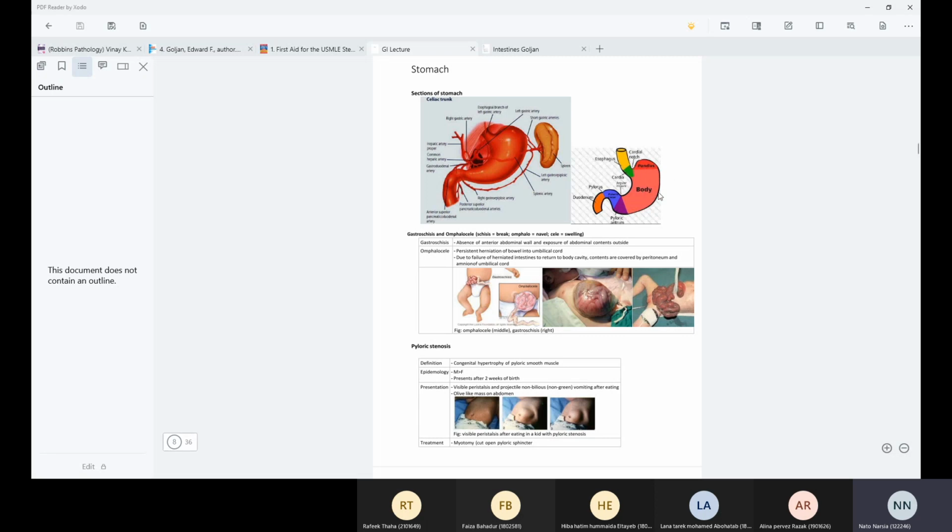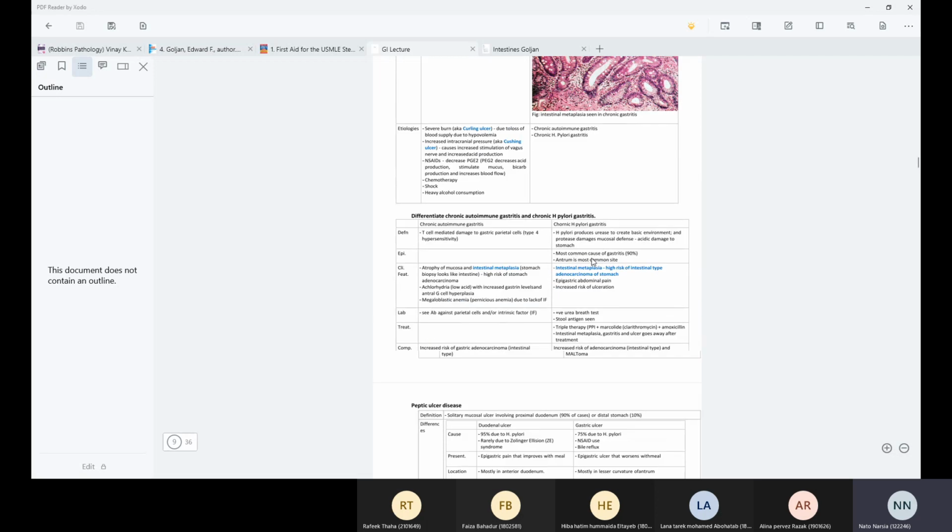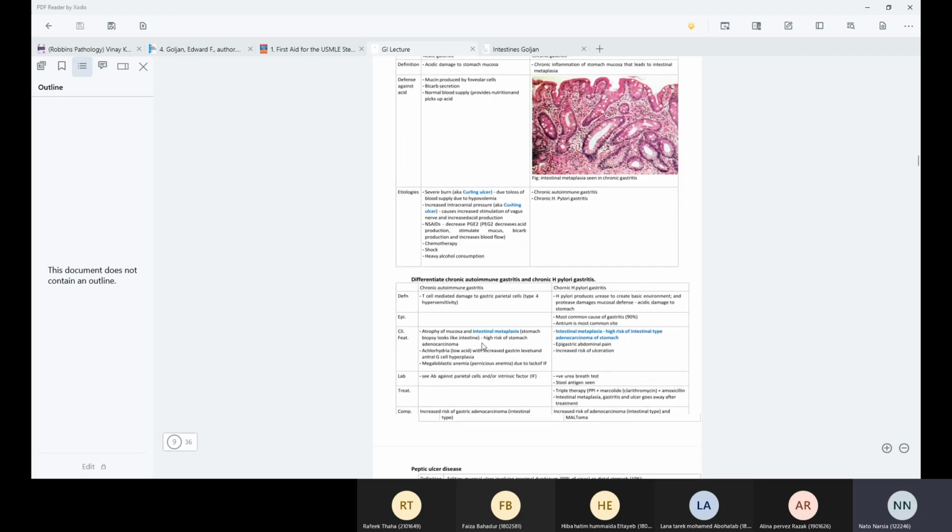From the fundus or body, the Helicobacter pylori usually are not found there, only in this area, the prepyloric area and antrum. Okay, so location is important. Helicobacter pylori is there. Now, clinically, you will find epigastric pain. In chronic autoimmune gastritis, you don't have epigastric pain, but in Helicobacter pylori, you have.